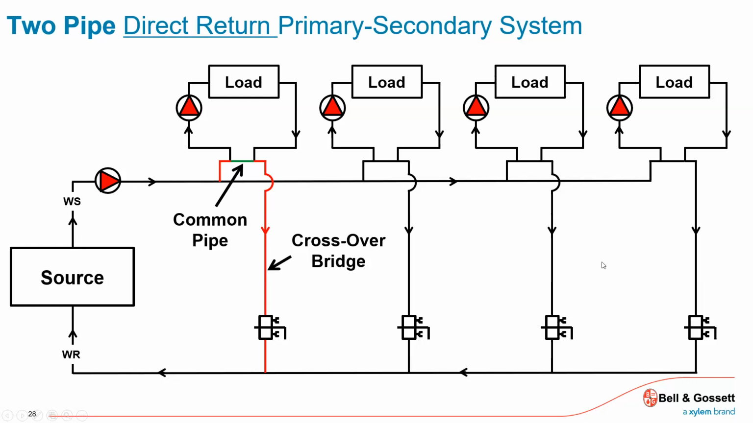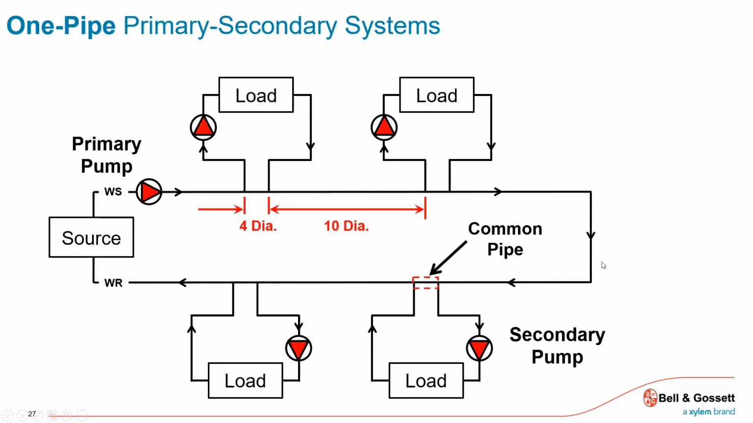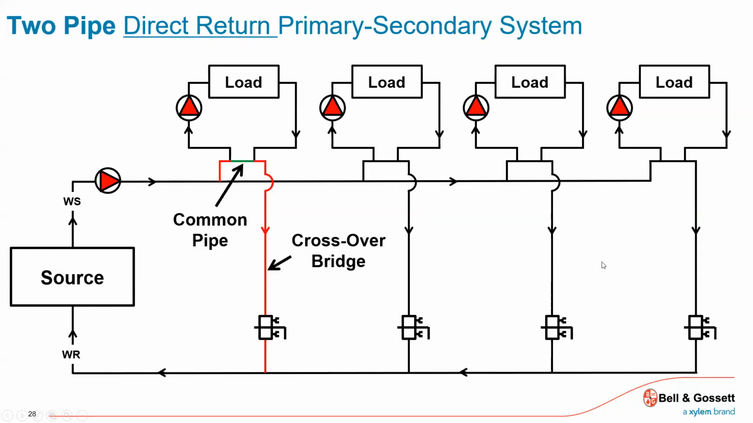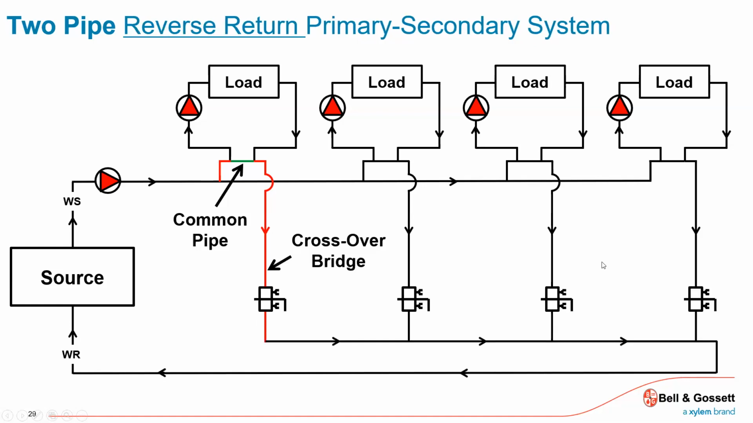So that anything happening upstream, downstream doesn't affect any of my radiation. It's all seeing the same design water temperature. The only difference between here, 2-pipe direct and 2-pipe reverse, is I've added this extra leg to try to balance one circuit from the other, from the other, from the other.